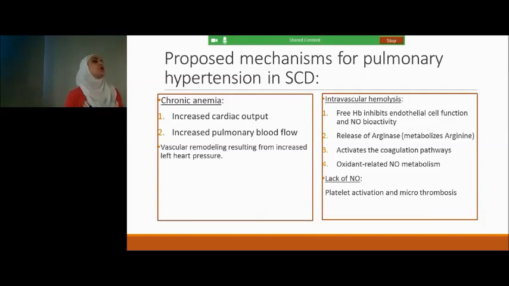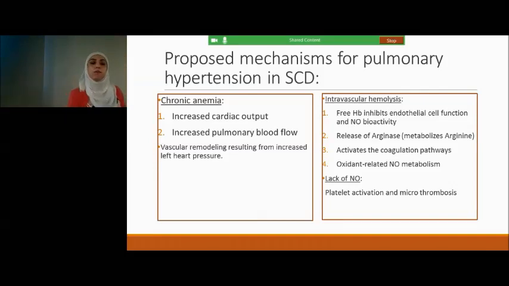So how does it happen? Due to chronic anemia, you have increased cardiac output, you have increased pulmonary blood flow, and as we said, that's a trigger for increased pulmonary pressure. And because of all of that engorgement, you can have vascular remodeling that can actually extend from the right heart to the left heart at some point. And this is exactly what we call early stage pre-capillary and late stage post-capillary pulmonary hypertension, when it's more severe. And also the hemolysis itself is a very important factor, which tells you not only sickle cell, but other hemolytic anemias also can induce pulmonary hypertension.